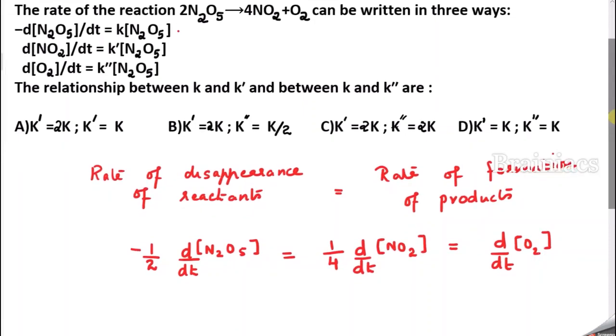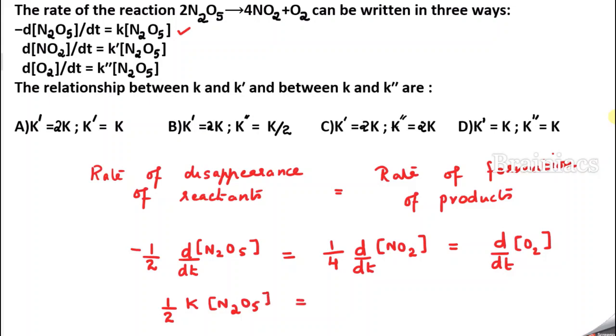So if you see here, minus d by dt of N2O5 is equal to k times N2O5. So what I can do, I can substitute that. If I substitute, 1 by 2 will be there. Instead of minus d by dt of N2O5, I am substituting k into the concentration of N2O5, from the given terms.